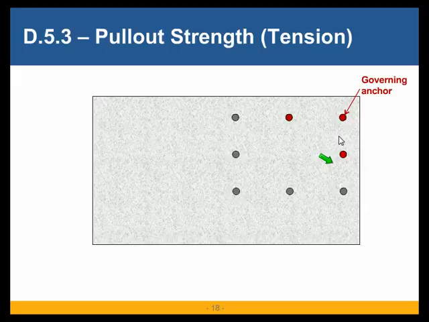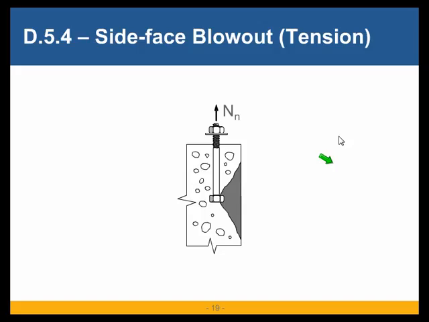Pull out is probably the simplest one. Again, it's the individual kind of failure. There is no group action here, so the governing anchor is this one. Side face blowout.